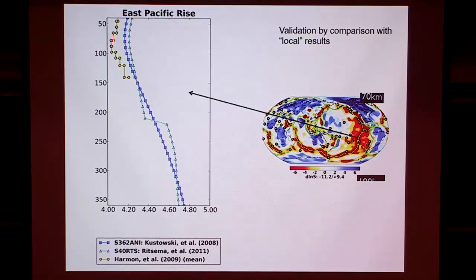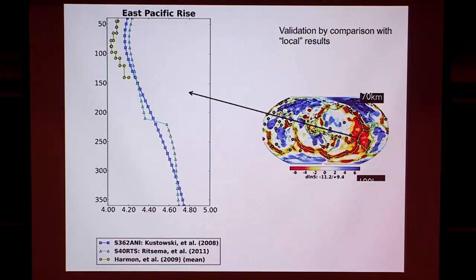This is shear velocity as a function of depth. This is the model of Harmon et al., the mean for that small region in the East Pacific Rise. And this is in comparison to two recent models, S362ANI and S40RTS. You can see the general trend is there, but the amplitude, the absolute velocity anomaly, is much weaker in the global model, right?